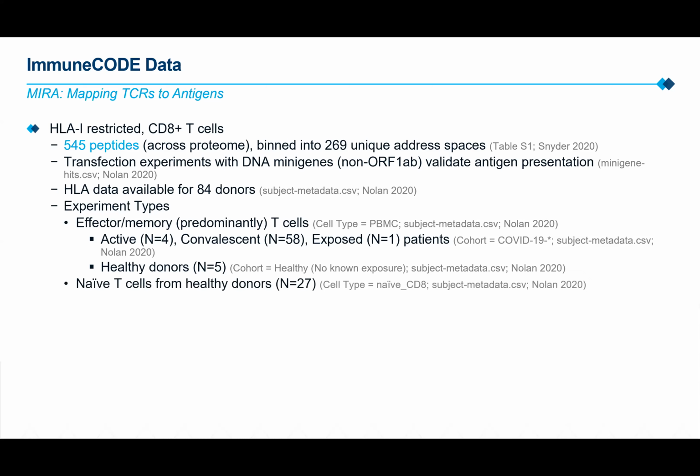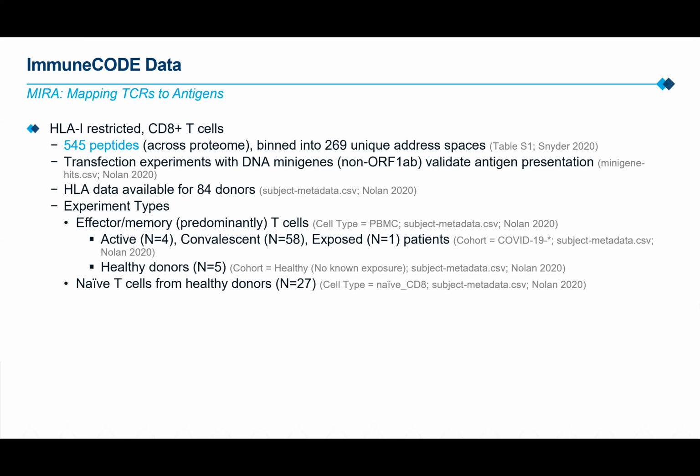And then there's another set of experiments that are naive T cells. These are cells that are actively sorted for naive markers and were pulled from healthy donors. And currently there's 27 experiments in that data set. So the naive T cells and the effector memory T cells have different use cases. Everything I'm going to show you for the rest of the talk is going to focus on the effector memory responses. These are actual responses we're seeing in patients.